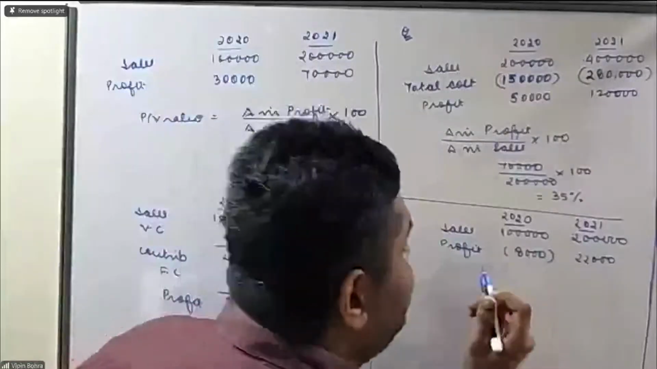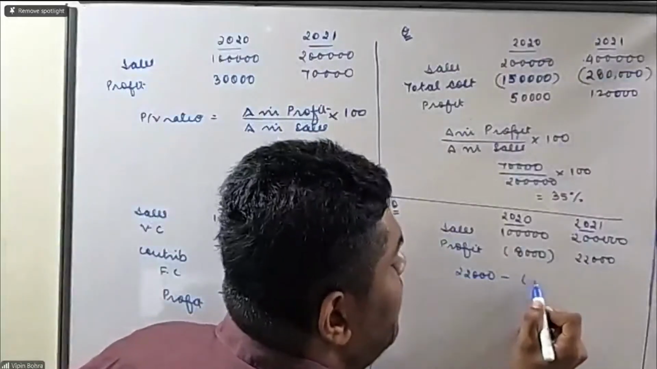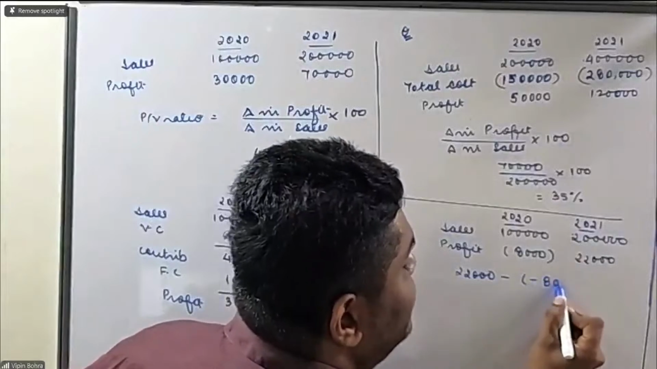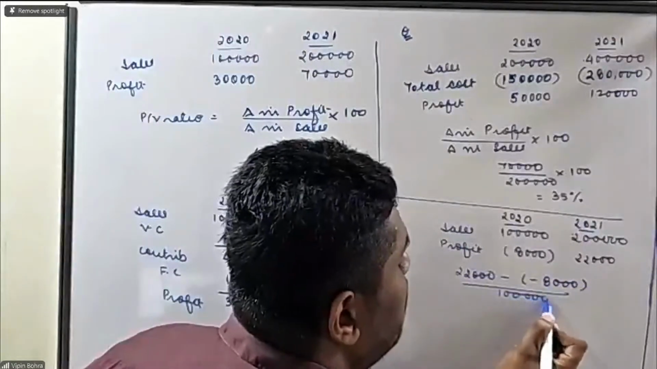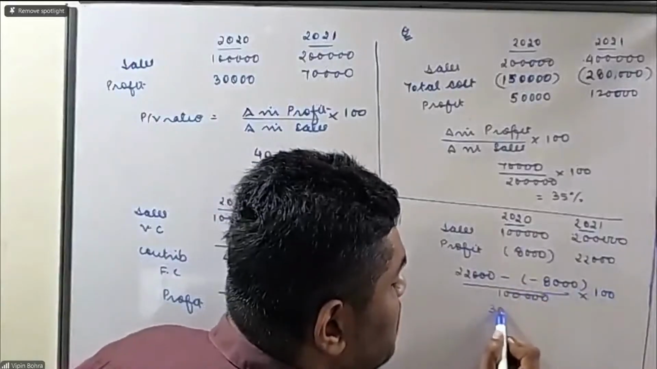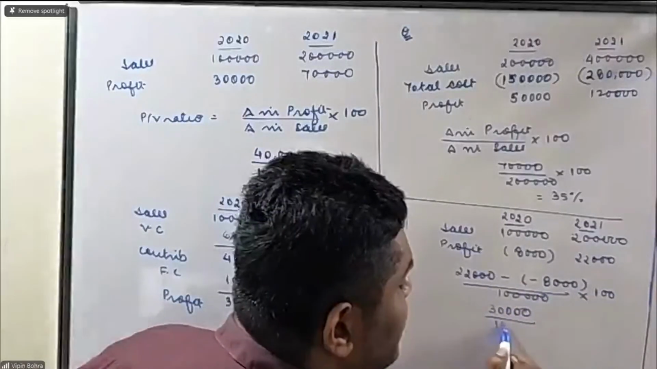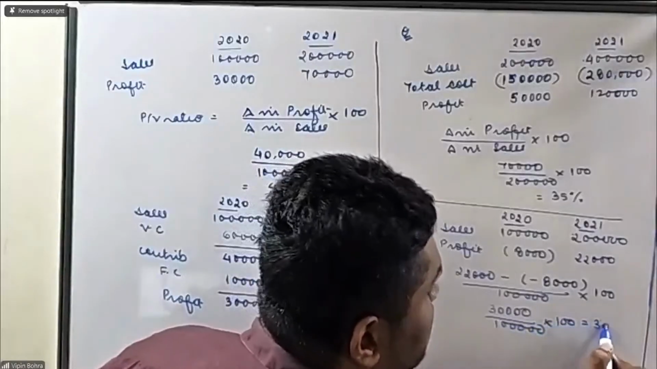So when talking about the change also, see, 22,000 was the profit of the second year minus minus 8,000, divided by 1 lakh into 100. So minus minus is plus. So 30,000 divided by 1 lakh into 100. So it comes to 30%.